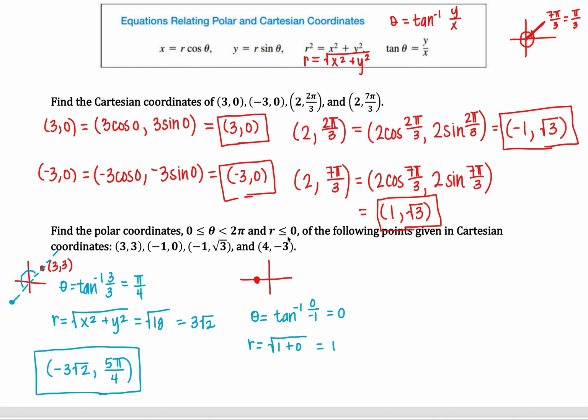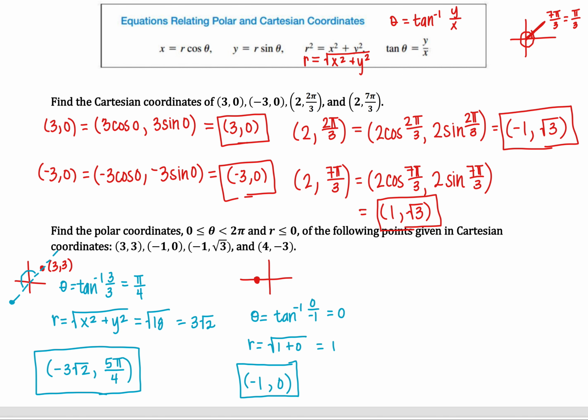Now, our r needs to be a negative value, so it's not going to be positive 1, it's going to be negative 1. And in this case, at the point negative 1, 0, here's our theta 0, r equals negative 1 is going to flip it back to where it needs to be, so we don't need to adjust theta at all here. So here we have the point negative 1, 0. So this one, they are identical.